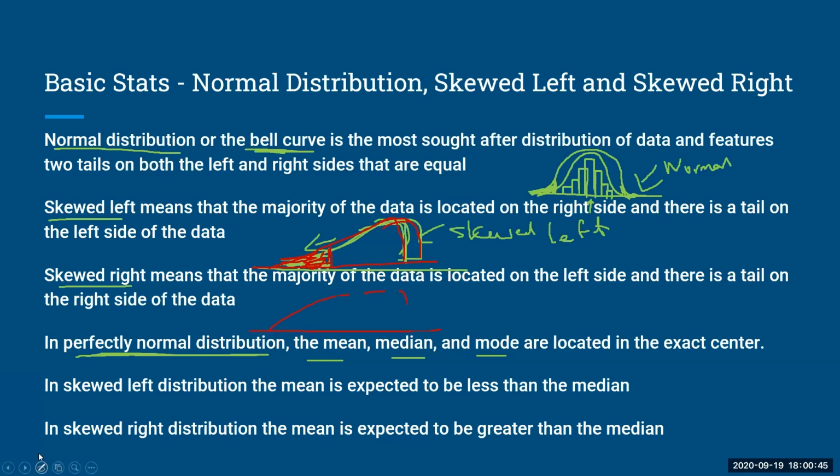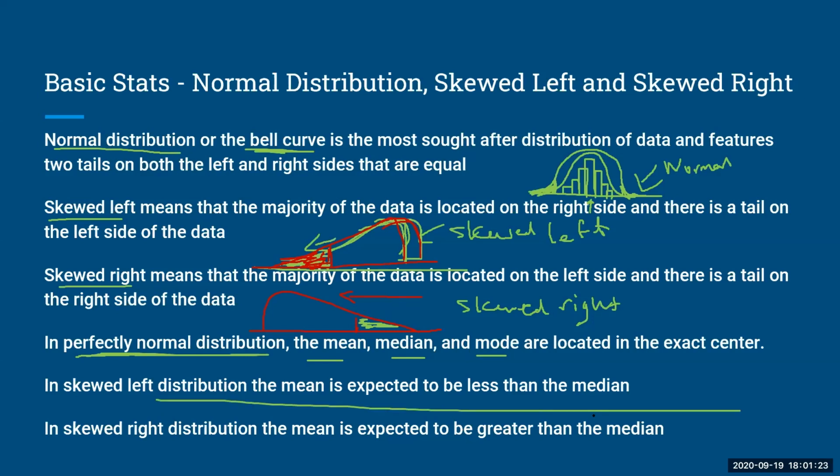Skewed right means that everything is on the left side. Majority of your data is on the left side, and there's a tail on the right side. There's a little tail right here on the right side. So this is skewed right. Like I said yesterday, you can think of it as the opposite. If most of the data is on the right side, think opposite, skewed left. If most of the data is on the left side, think opposite, skewed right. Or you just look at the tail direction and say correspondingly. If the tail's on the left, skewed left, tail is on the right, skewed right.